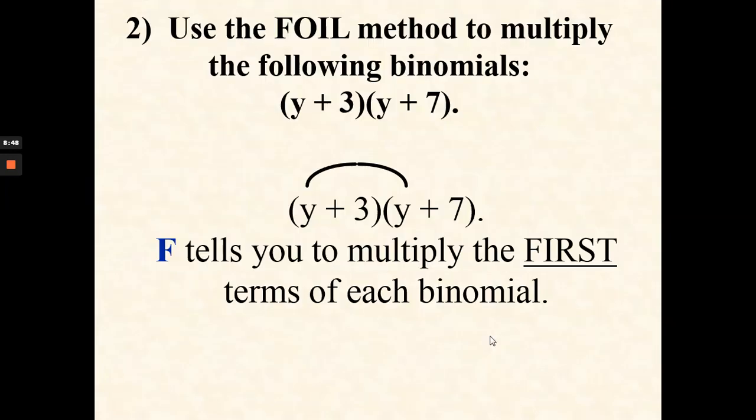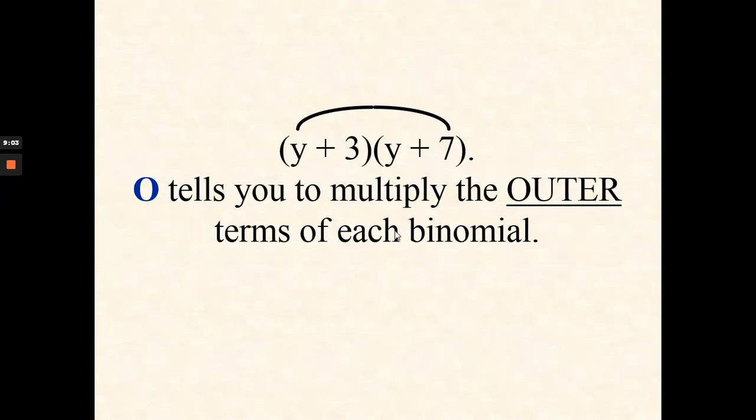Okay, so that is applying the FOIL method. F stands for the first term. So we have y and y. So y times y, that is y squared. The next one, O stands for the outer terms. You have the y and 7. Y times 7, that is equal to 7y.